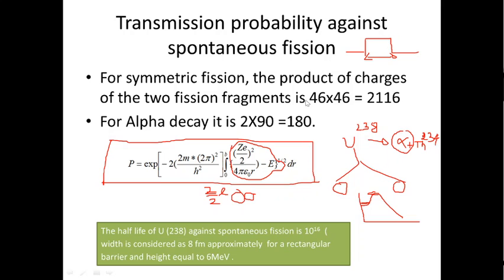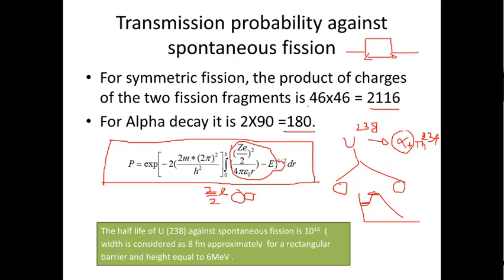The product of the charges for fission fragments: if you divide 92 into 2 parts, it becomes 46 and 46. The product of the charges is 202, while in case of alpha particle it is 180. You know that it is a negative exponent, so smaller is better. If the exponent is smaller, then the probability of tunneling is higher.